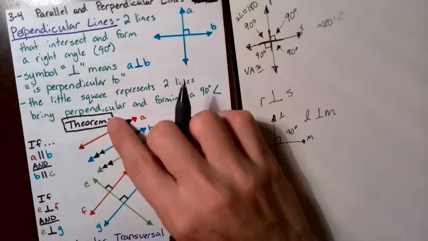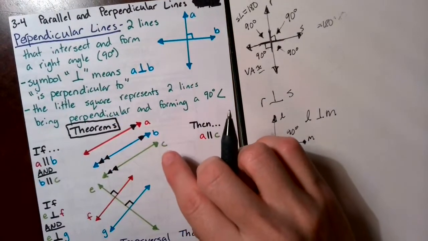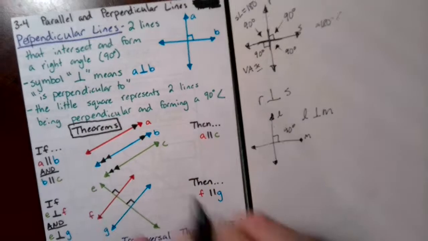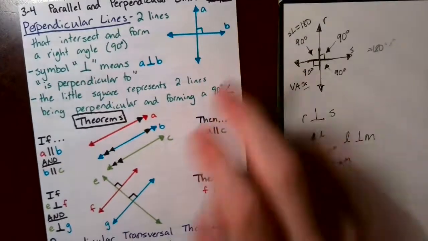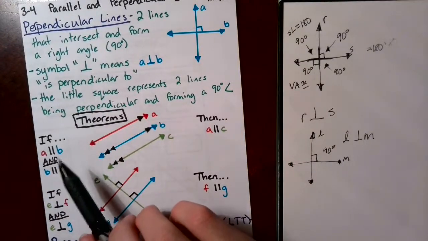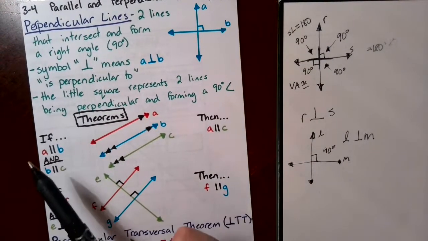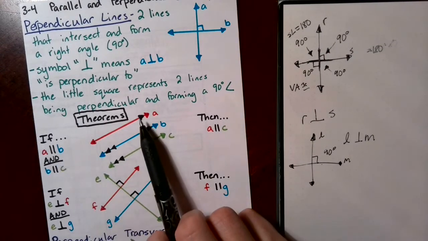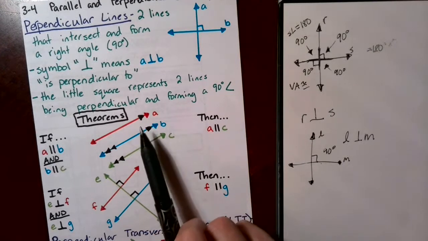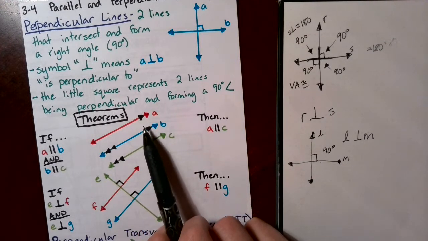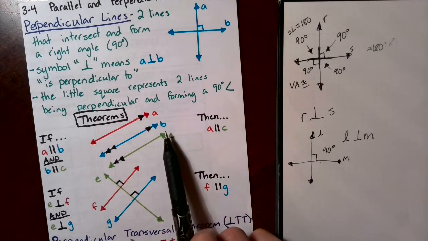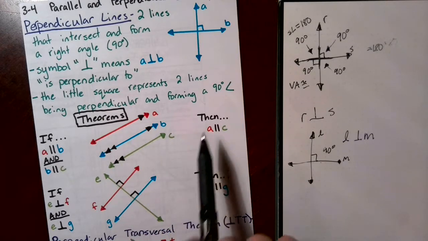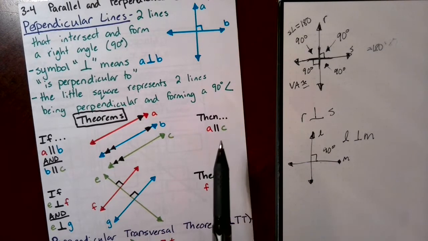Then we have three theorems that go along with parallel and perpendicular lines. Our first one, and these are if-then statements because they're theorems, and that's how we usually put these: if A is parallel to B, and we can see that on this picture with the extra set of arrows, that's what shows they're parallel. If A is parallel to B and B is parallel to C, then A must be parallel to C.